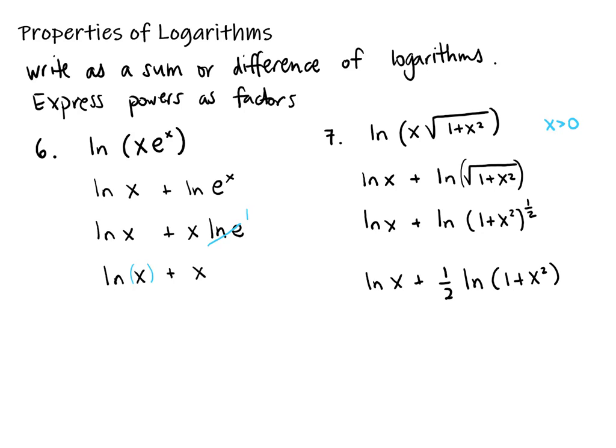Now you might be tempted at this moment to go ahead and split up that ln of 1 plus x squared into further groups, but we can't, because you can only split them up when they're factors. So when they're being multiplied, like in the first question, x times e to the x, and when multiplied in the beginning of this question when it was x times the square root of 1 plus x squared. But inside my second logarithm right now, I have 1 plus x squared, and you can't split that up.